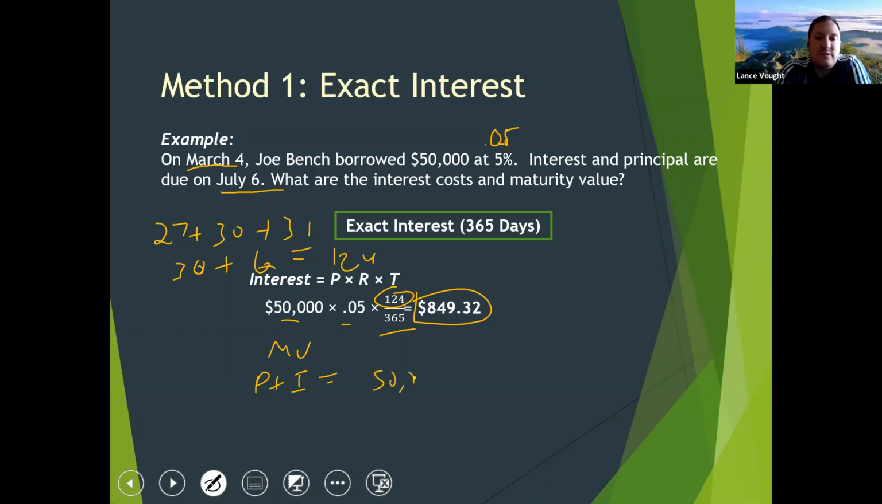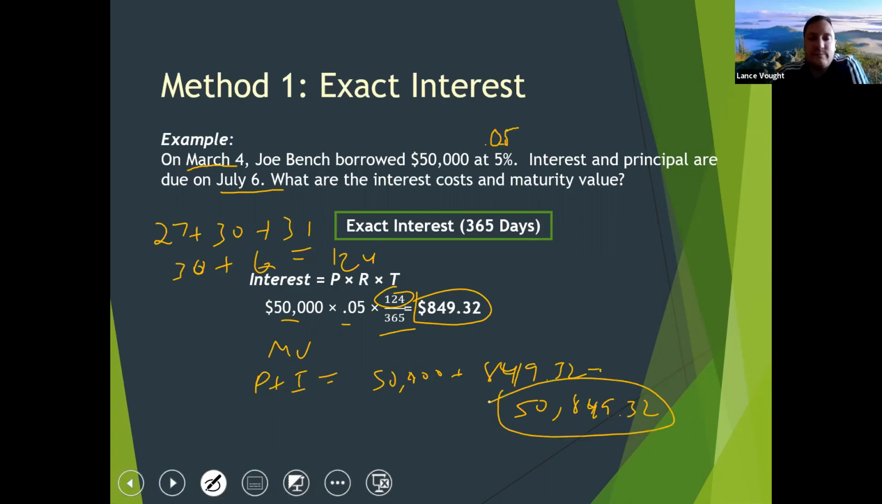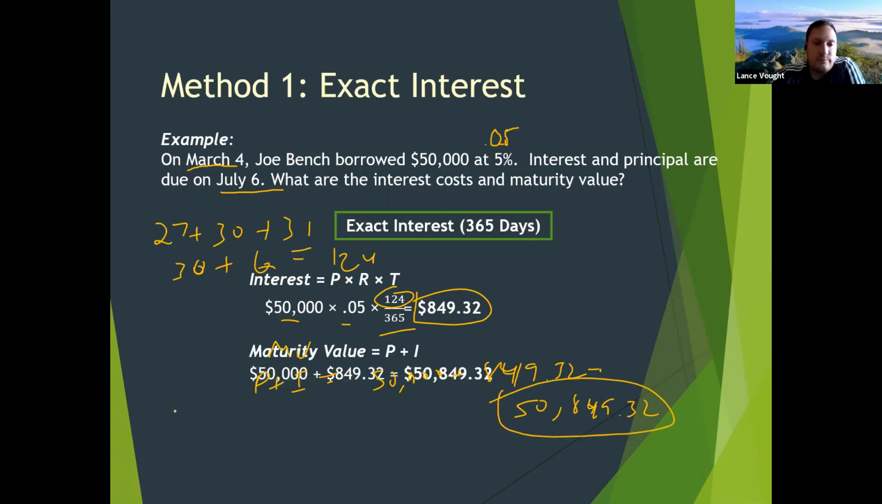So it's 50,000 plus 849.32, which gives you 50,849.32. So any questions about that? Really, the only difference now is instead of dividing by years or divvying it up based on months, you're basing it on days relative to 365.